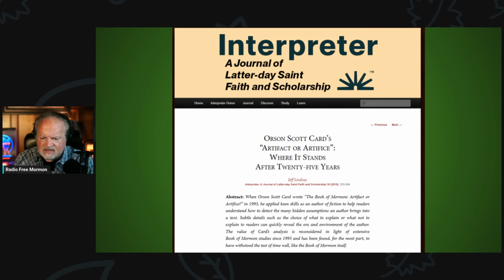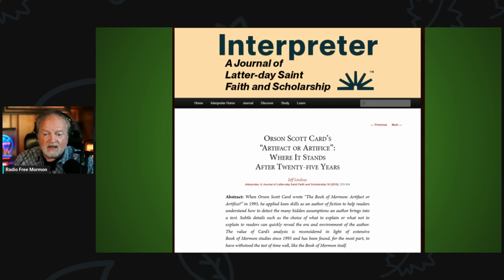Subtle details, such as the choice of what to explain or what not to explain to readers, can quickly reveal the era and environment of the author. The value of Card's analysis is reconsidered in light of extensive Book of Mormon studies since 1993 and has been found for the most part to have withstood the test of time well, like the Book of Mormon itself. Well, that's Jeff Lindsay's point of view.